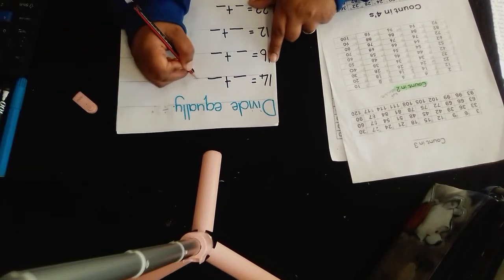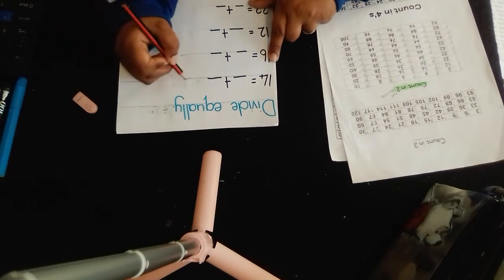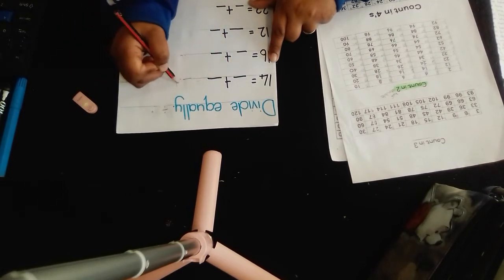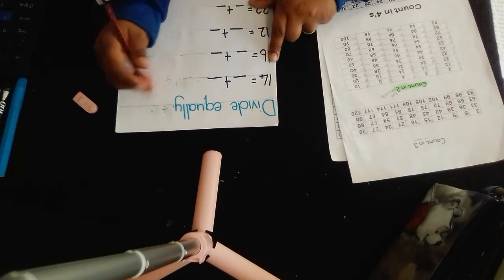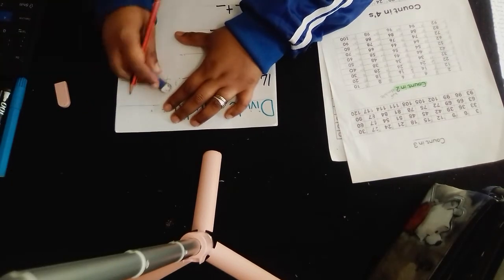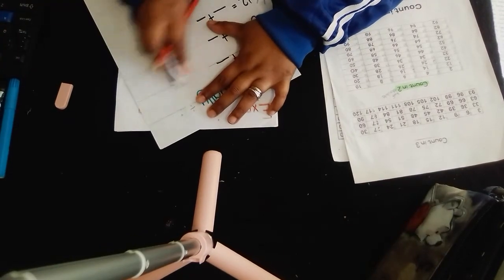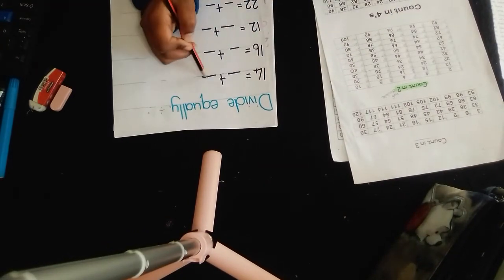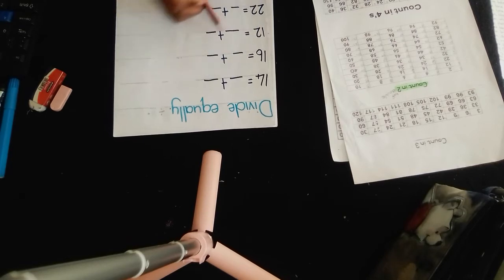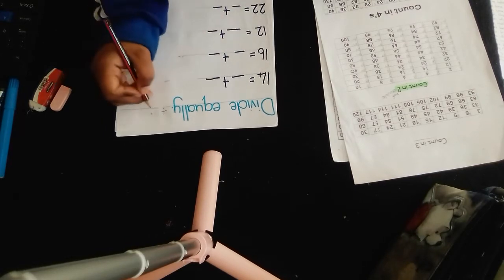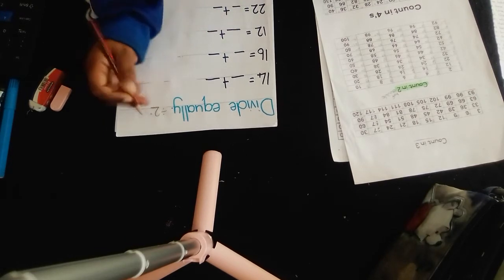It can have three lines. That means I'll be counting in threes. It can have four lines. But now we are looking at how many lines here? 1, 2, 1, 2, 1, 2. We're dividing equally by 2 because everywhere here are two lines.